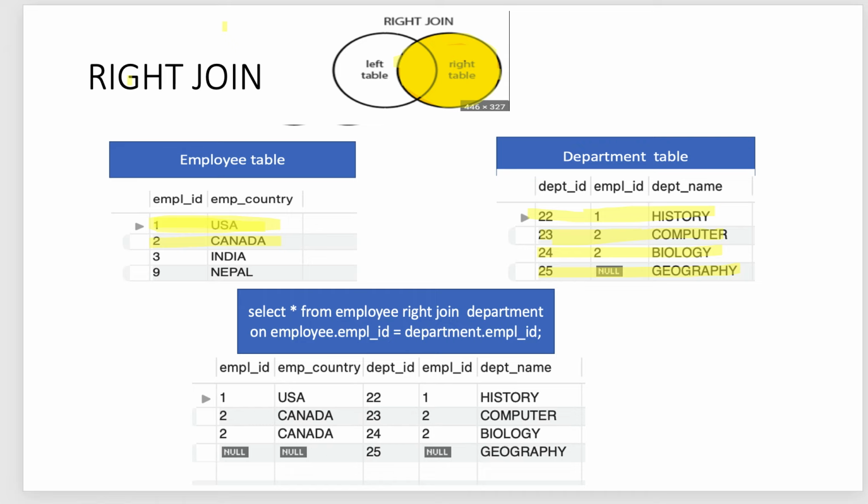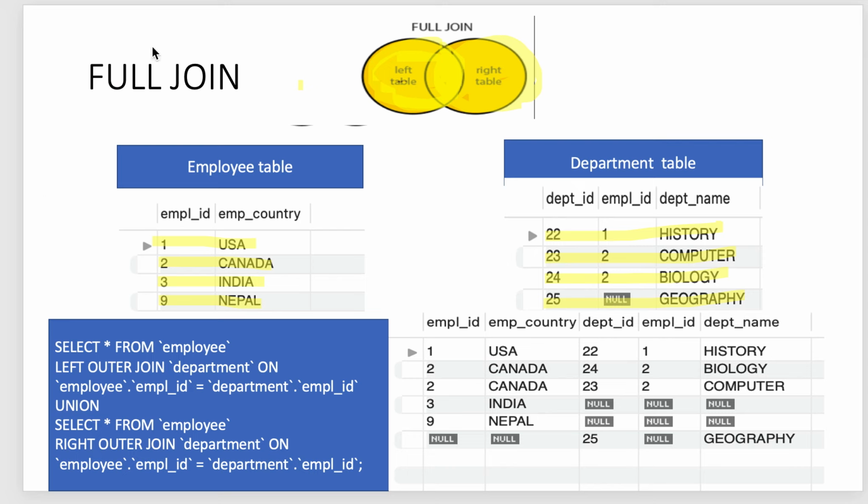And the last one is the full join. In the full join, it will select the left table, the right table, along with the intersecting part. So in the first employee table, it will select all the elements, and from the second table also it will select all the elements. So basically it will select all the elements from both the tables.